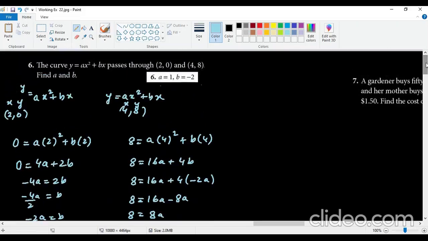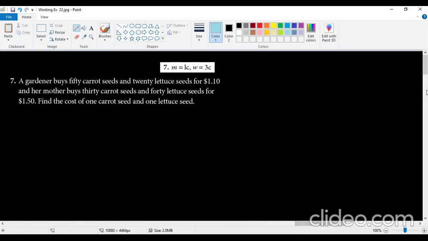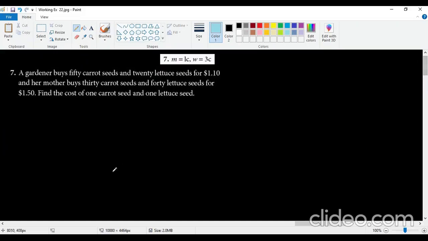Moving on to the next question, which is question number 7. In question number 7, it says a gardener buys 50 carrot seeds and 20 lettuce seeds for $1.10, and her mother buys 30 carrot seeds and 40 lettuce seeds for $1.50. Find the cost of one carrot seed and one lettuce seed. In here, two are the conditions. First of all, before we start, I can assume that x is carrot seeds and y is equal to lettuce seeds.